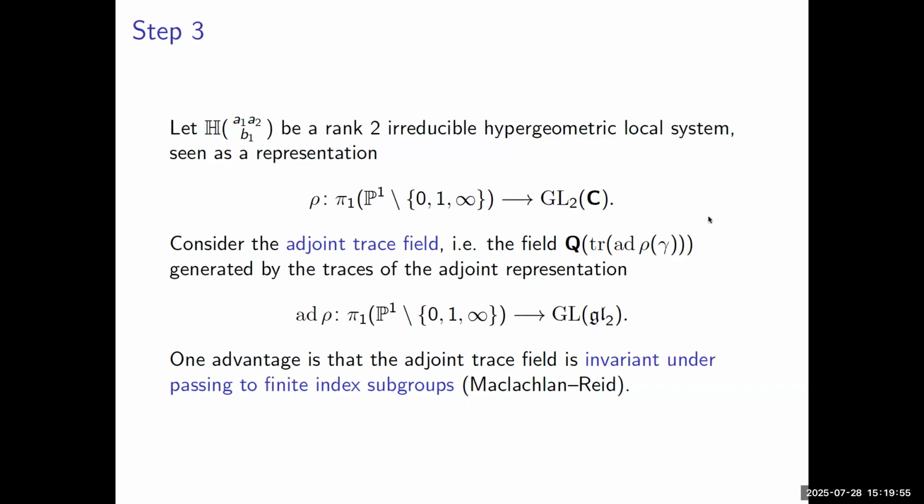And the idea is to consider the field generated by all traces of all matrices given by rho of gamma on elements of the fundamental group. Okay. We need to do pullbacks and direct images by finite covers. And for this, we need something that is invariant under passing to finite index subgroups. And this is not true for the trace field. So it's better to work with something a bit smaller in principle, which is the adjoint trace field. So this will be a subfield. And we still take traces, but instead of this representation, we consider the adjoint representation on the Lie algebra of GL2 here. Okay.